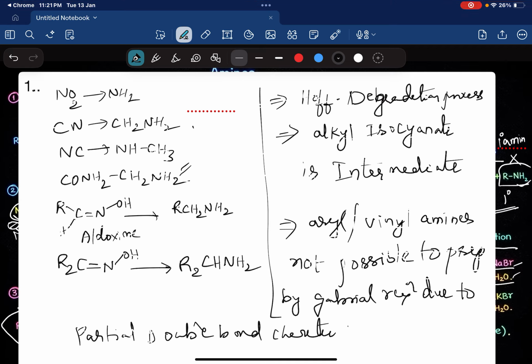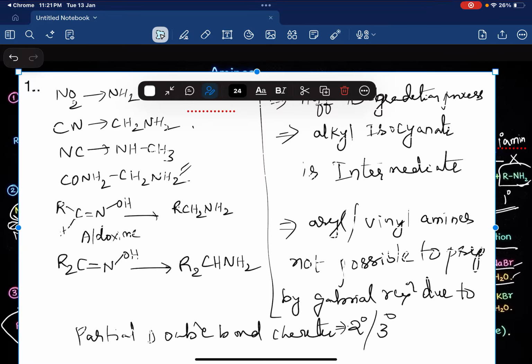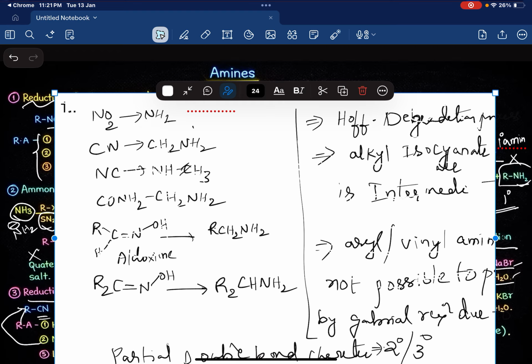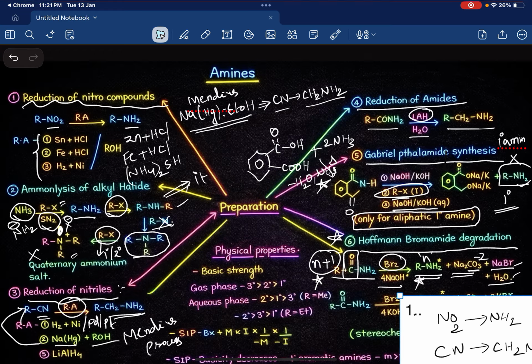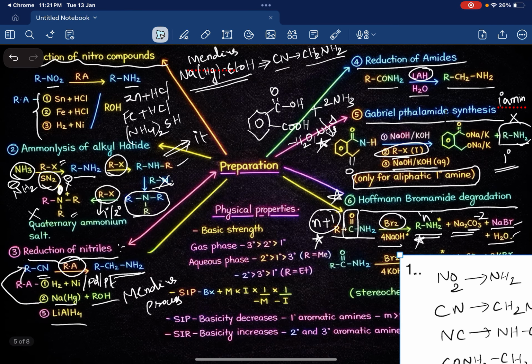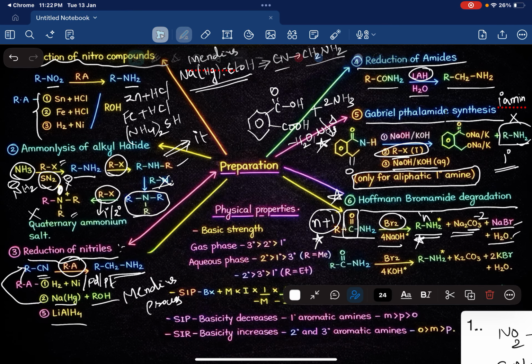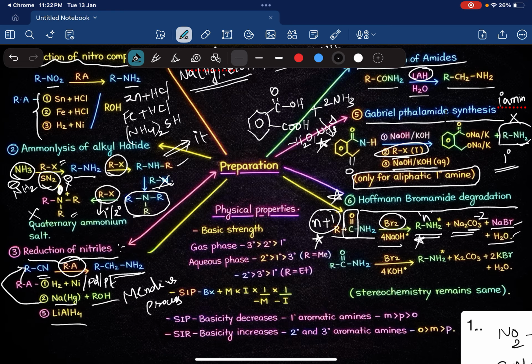So these are the important points, and we can also prepare secondary or tertiary amines with the help of Gabriel phthalimide synthesis. So these are the important points, so just carefully note these things. So come back to the next reactions. So stereochemistry remains same in this case. So that's the main important point about this reaction.